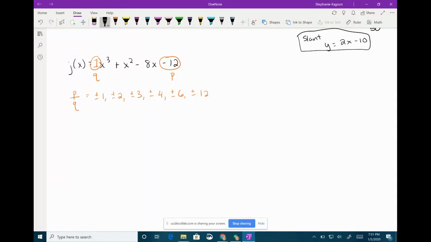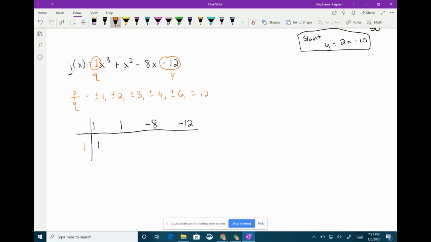So to factor this, I want to pick from some of those numbers, and I'm going to do synthetic division. So I need to set up my coefficients. So I have 1 for the x cubed, 1 for the x squared, negative 8 for the x, and then negative 12. And then I need to just start picking numbers. So I like to start with 1 because it's easy.